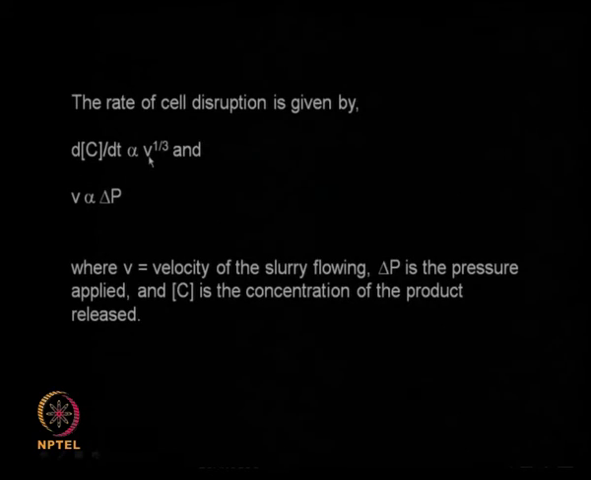So the rate of cell disruption means dC by dt, where C is the concentration, t is the time. So dC by dt is proportional to V raised to the power 1 by 3. V is the velocity of the slurry flow and delta P is the pressure which you are applying, okay. So it is quite obvious, and C is the concentration of the product that is being released actually.